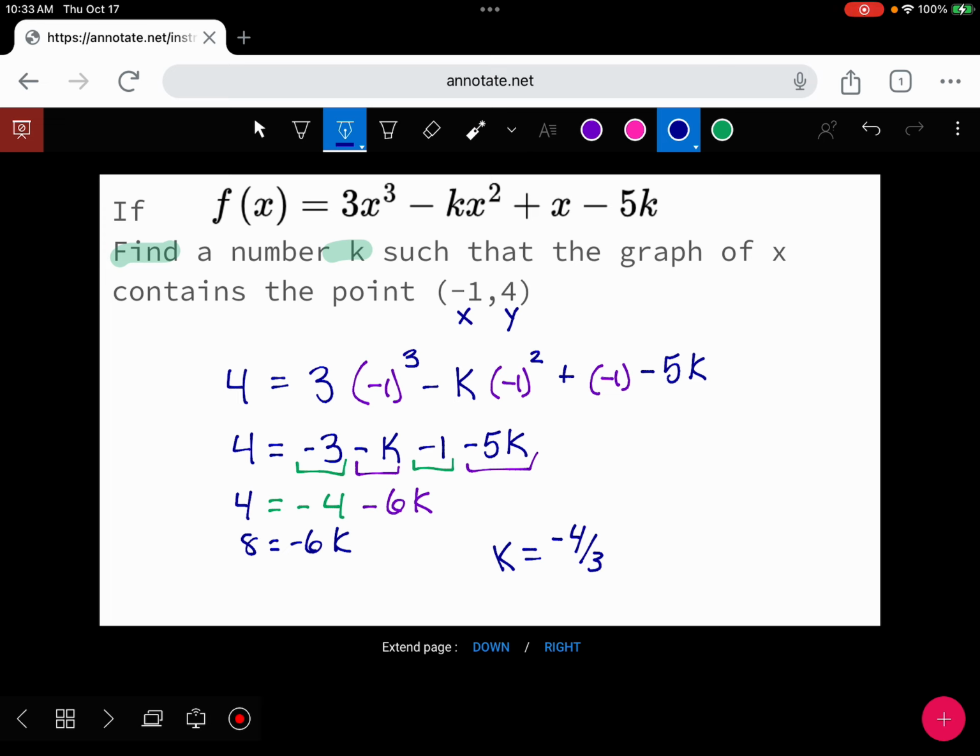Wait, where did we get the 4 on the far left side? That was our y. This y goes in place of y. That was this guy. Okay.